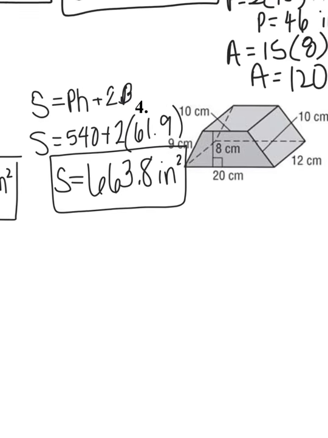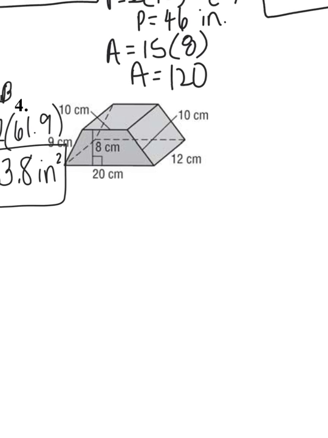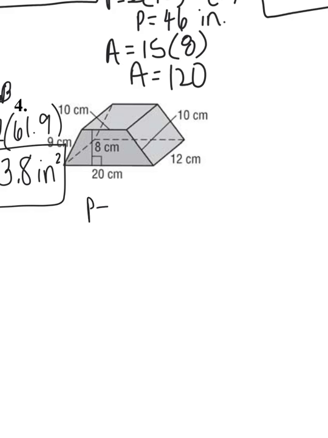Question number 4 is a trapezoidal prism. My base is that trapezoid. So when I find the perimeter and area of the base, it's just the trapezoid. The trapezoid has 4 sides. I have the 20 here, the 10, and the 9. So 20 plus 10 plus 10 plus 9, perimeter is 49 centimeters.